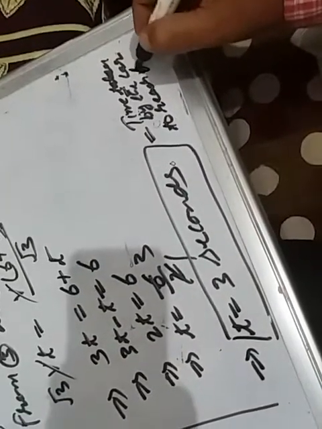Time taken by the car to reach from D to C. That is your answer. That is time equal to 3 seconds.